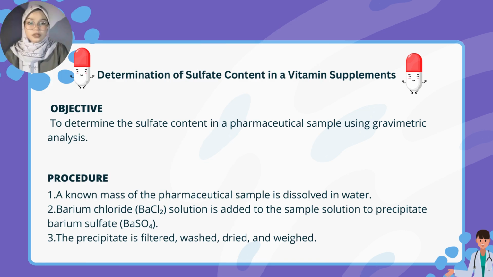So, for the example of results, we are choosing the experiment of determination of sulfate content in vitamin supplements. The objective of this experiment is to determine the sulfate content in a pharmaceutical sample using gravimetric analysis. So the first procedure is a known mass of pharmaceutical sample is dissolved in water. Next, barium chloride BaCl2 solution is added to the sample solution to precipitate barium sulfate BaSO4. The last one is the precipitate is filtered, washed, dried, and weighed.